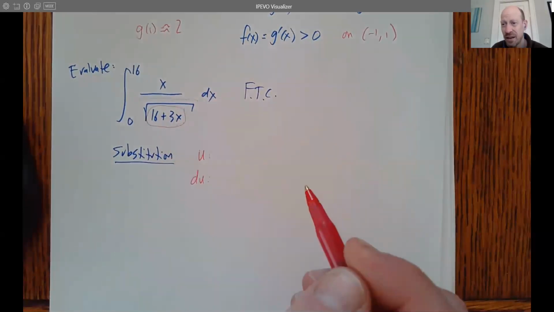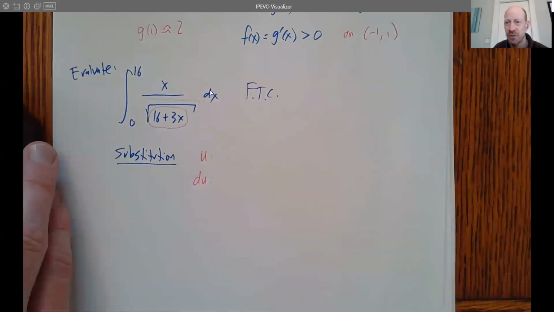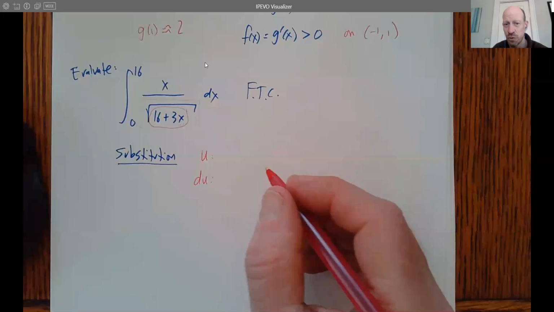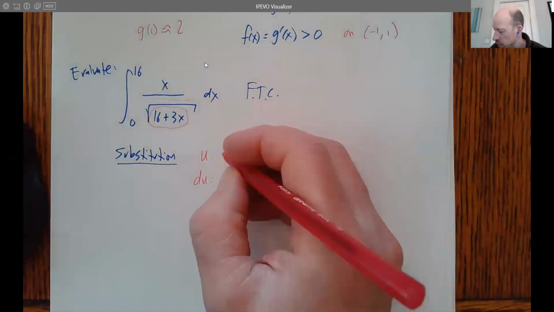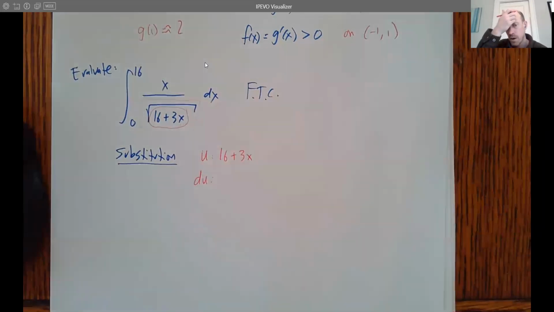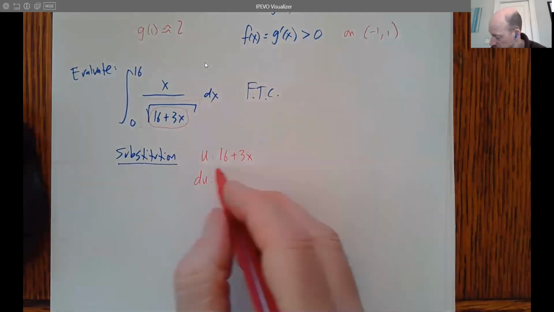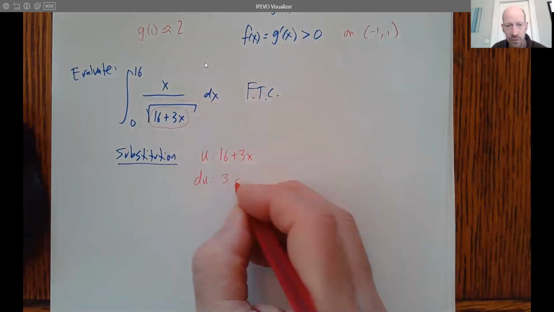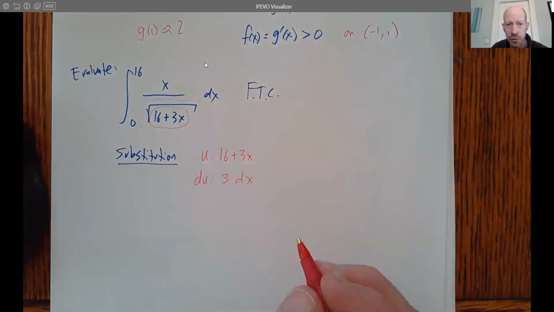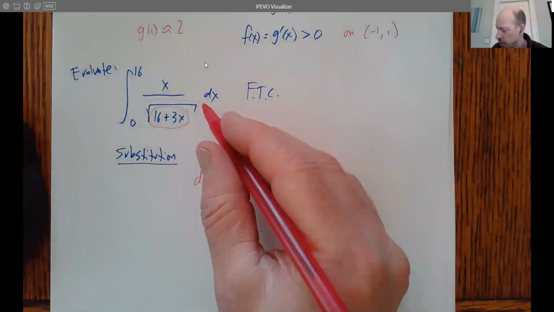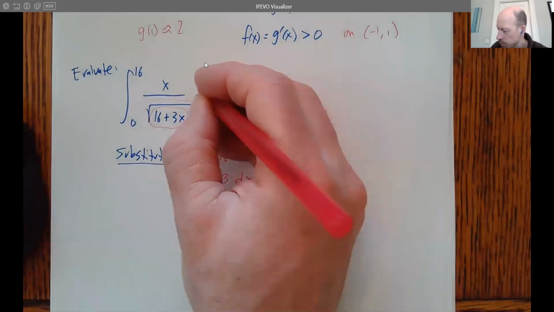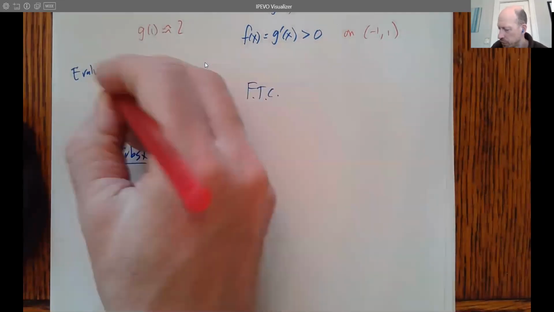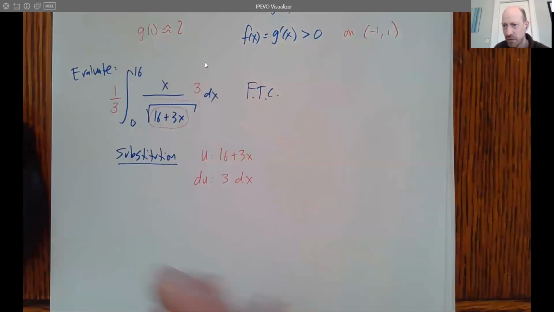The next obvious choice would be this. That's the inside of the square root, and we know that relationship with inside and outside is what the substitution rule is for. So u is 16 plus 3x, and then I take the derivative of this, which gives me 3 dx. There's no 3 here, but that's actually not a problem. I can put a 3 in and a 1/3 on the outside. Those constants can move in and out of definite or indefinite integrals.